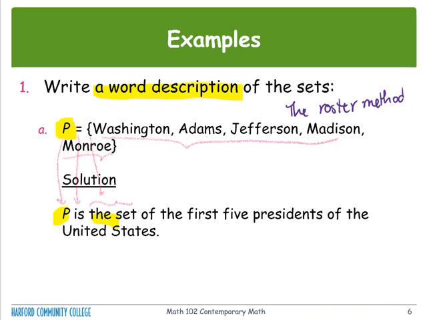So the name of the set is P, the equal sign is, the set, and the common property of these members is that they are the first 5 presidents of the US. Okay, so this is just another way to represent the set based on the given roster form provided.